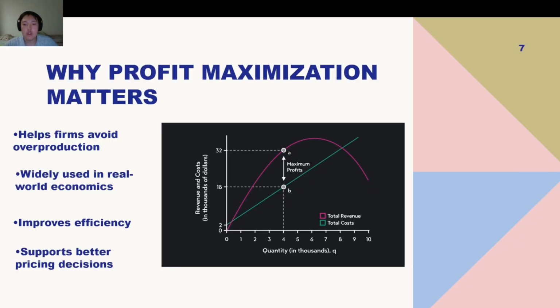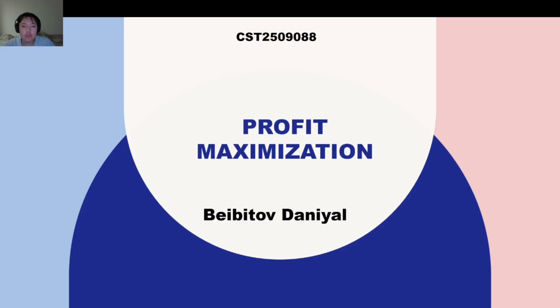Profit maximization is important because it helps firms to make better production decisions. It allows firms to avoid overproduction, improve efficiency, and choose optimal pricing strategies. This shows how calculus plays an important role in real-world economic decision making. That's all for my part on profit maximization. I have discussed how profit depends on revenue and cost, and how derivatives help firms find the optimal production level. Now, I would like to pass the presentation to my teammate Madhyar, who will continue by explaining real-world examples and the conclusion of our presentation.